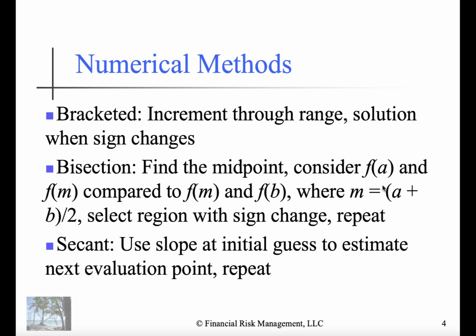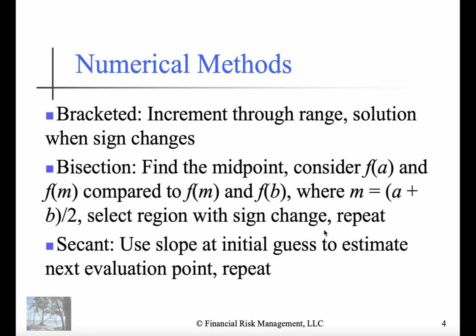You consider the function of some upper and lower bound, so you consider f of a and f of m, and you compare it to f of m and f of b, where m equals half the distance between a and b. Select the region with the sign change and repeat.